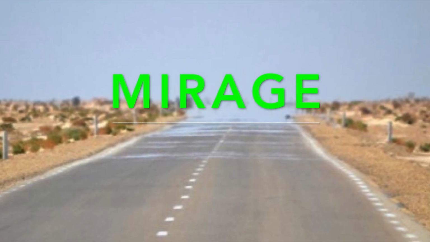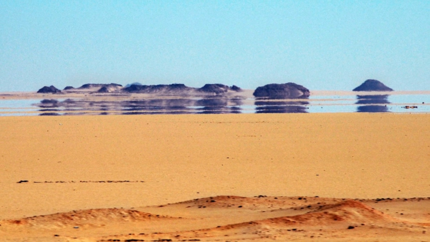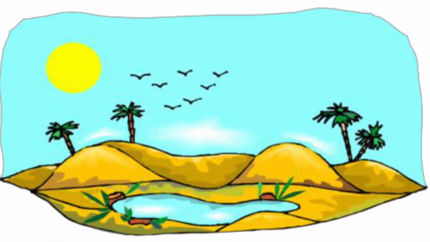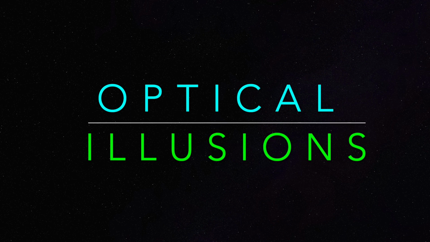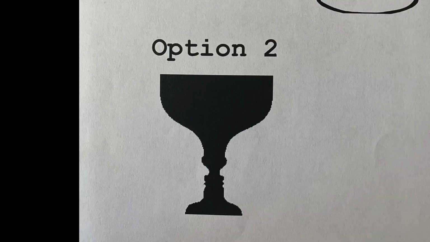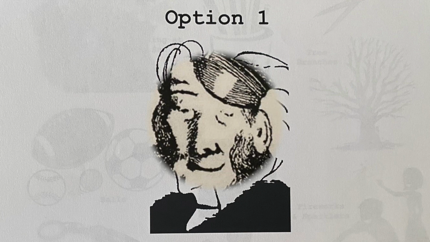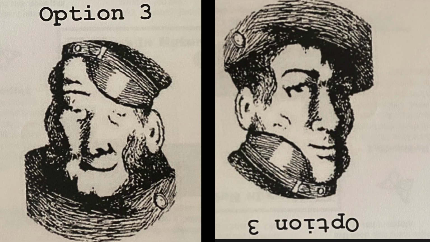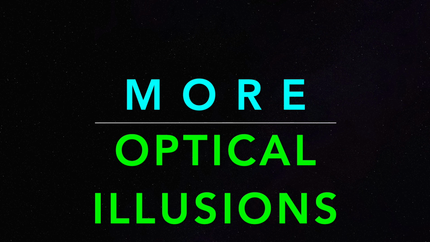A mirage is just one type of optical illusion. They make it appear as if there were water somewhere that there really isn't. We also looked at a variety of optical illusions that were pictures. Remember these? Today we are going to check out more optical illusions.